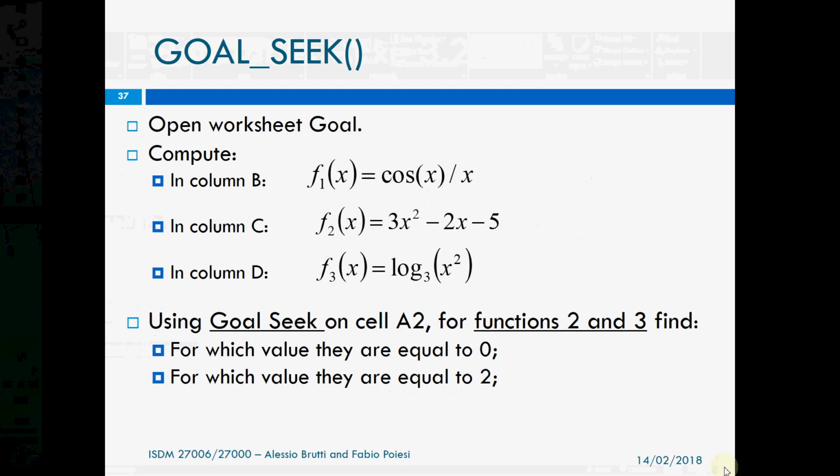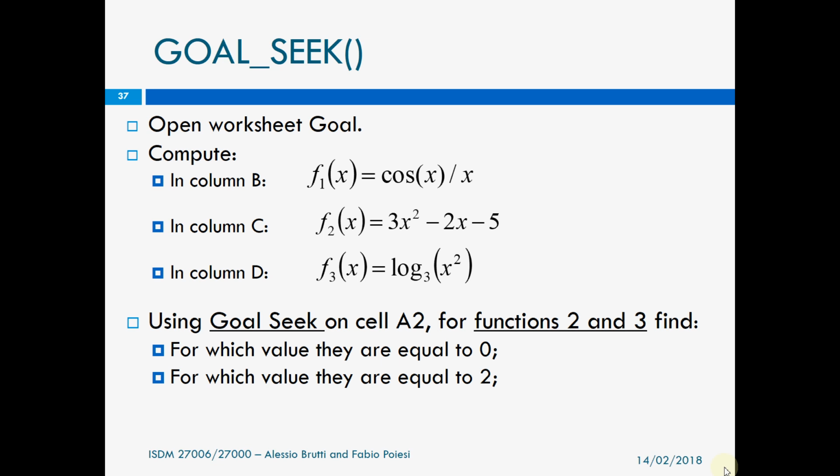So let's complete our video with the final exercise on goal-seek. So to do this, we have to use the laboratory.excelExe06 Excel document, and we have to consider the worksheet goal. In the first part of the exercise, we have to revise a little bit mathematical functions. So in column B, we have to create a function f1 of x, which is cosine of x divided by x. In column C, we have this second order formula, 3 times x squared minus 2 times x minus 5. And in column D, we have this other function, which is logarithm base 3 of square root of x.